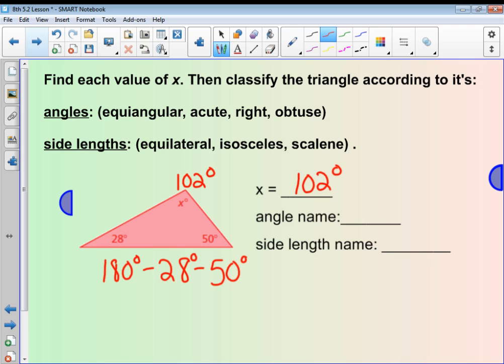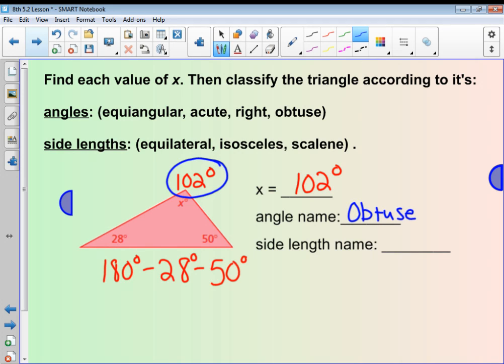Once again, the angle measure that we look at to identify the name of the triangle according to its angle is the largest angle, which is 102 degrees. So 102 would be considered what type of an angle? An obtuse angle. So therefore it's considered an obtuse triangle.